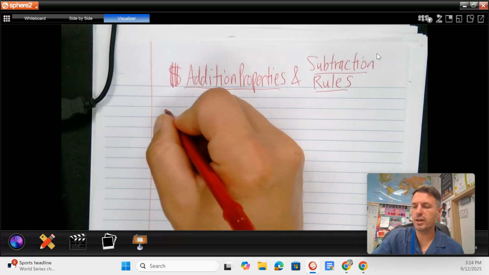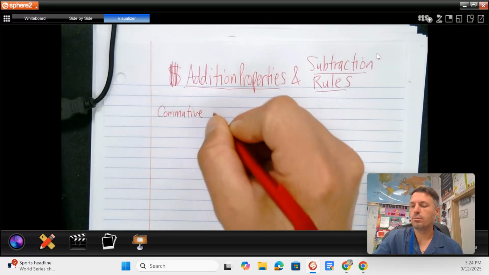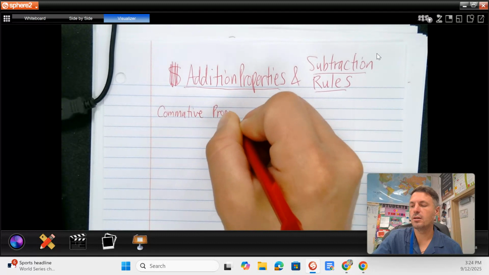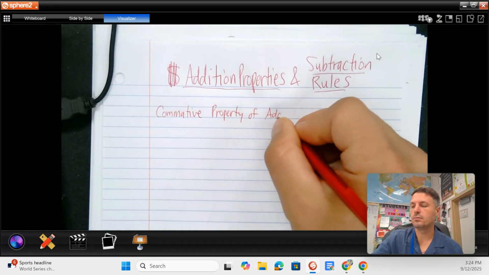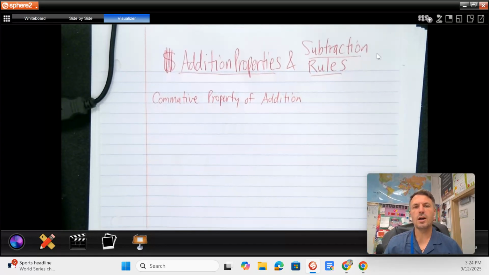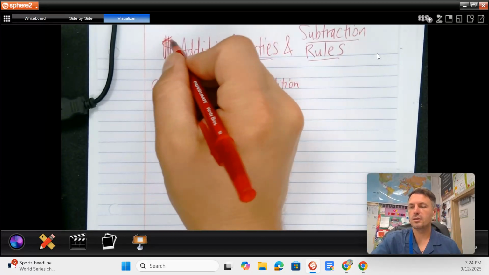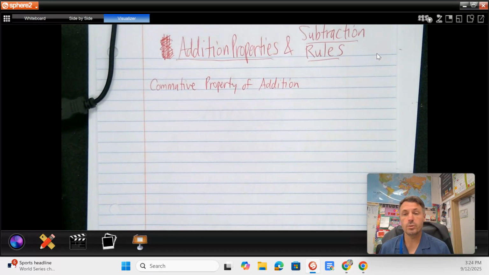Well, the first one is the commutative property of addition. And what is the commutative property of addition? Let's scribble that out a little better. What is the commutative property of addition? Well, it says that the order in which numbers are added does not change the sum.